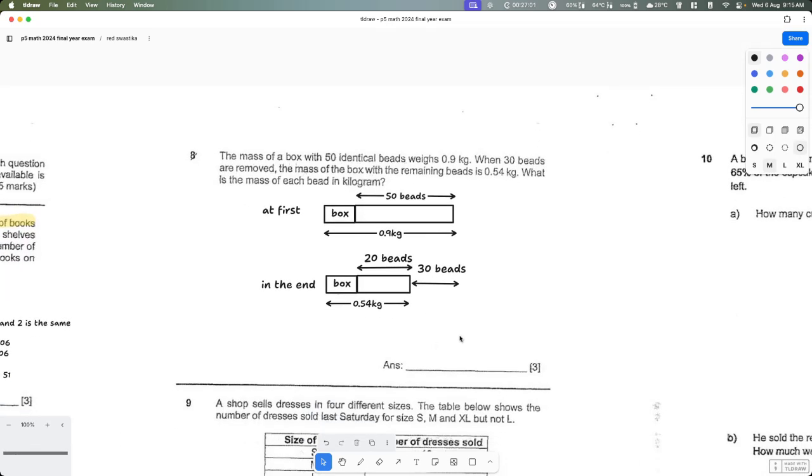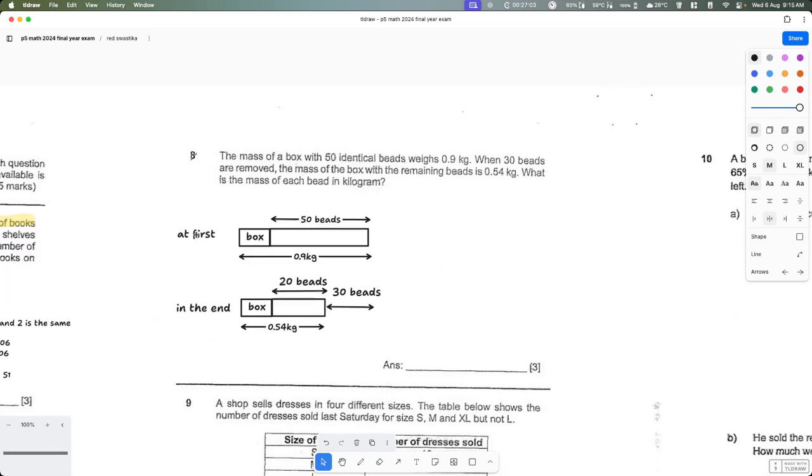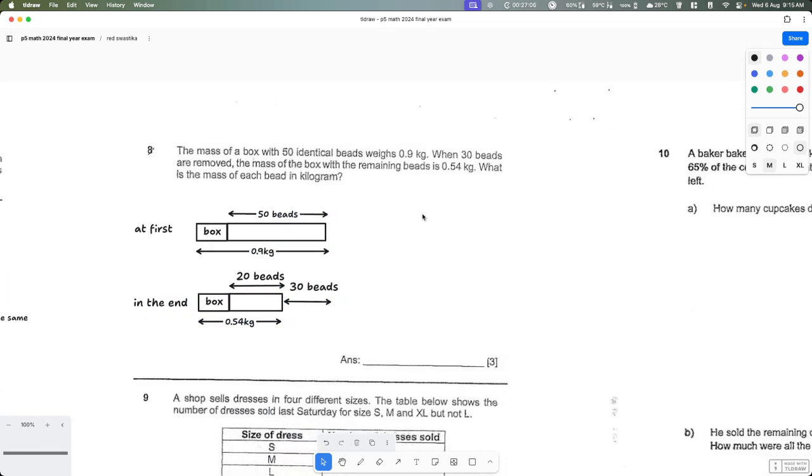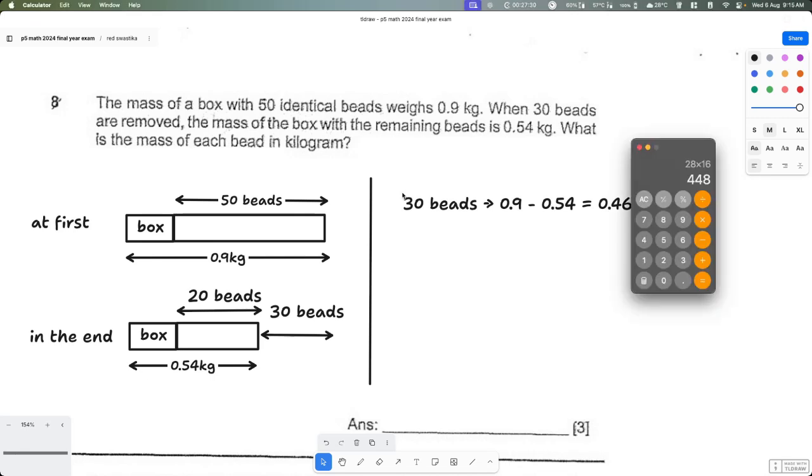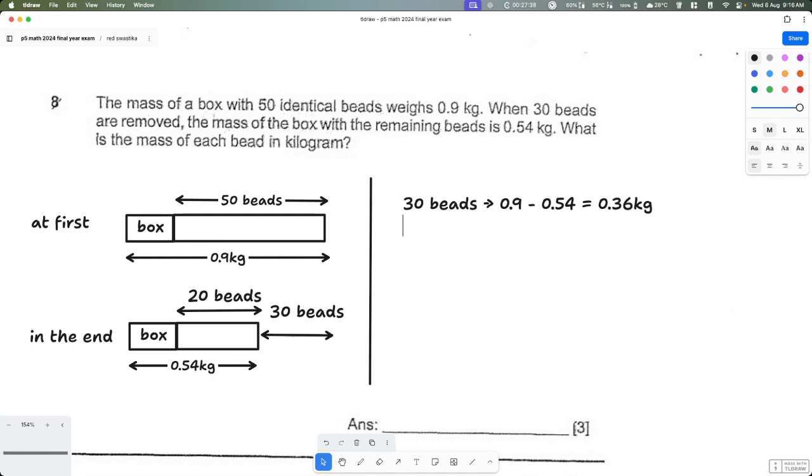All right, so from here, I think we can solve. From here, we can get 30 beads, which is equal to 0.9 minus 0.54. This will give us 0.46 kilograms. So let me double check. 0.9 minus 0.54. Sorry, 0.36. I always double check.